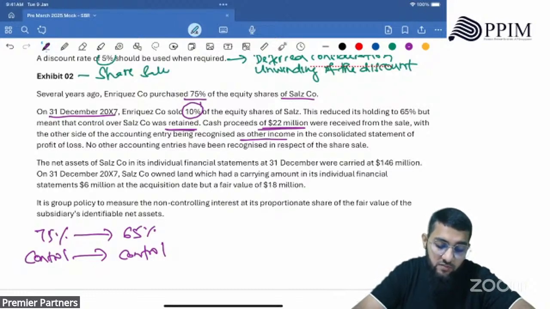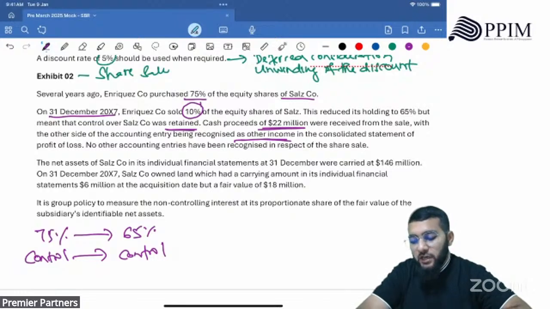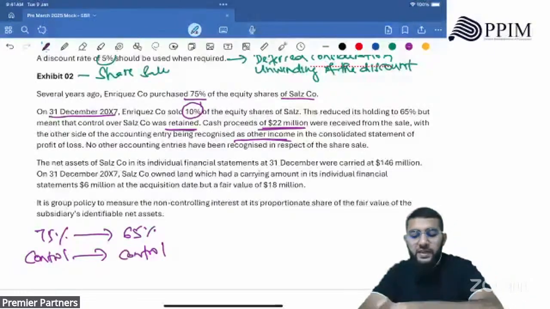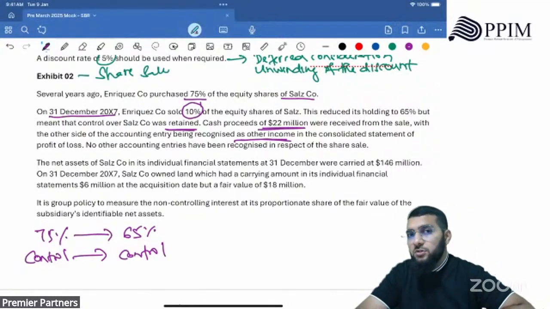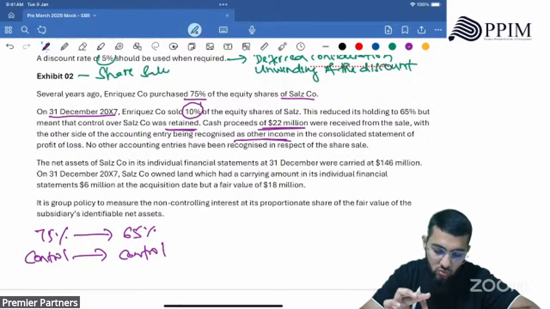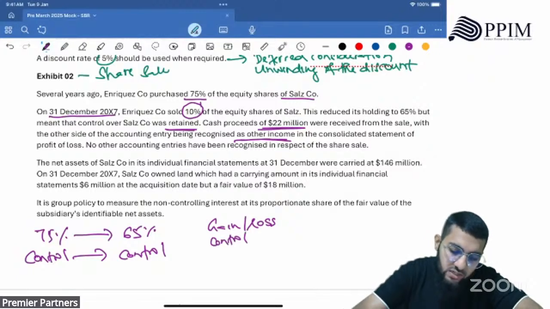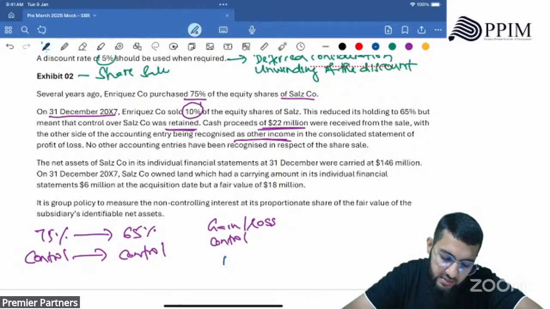No other accounting entries have been recognized in respect of the share sale. Okay, so they have done the other side, which is other income, but there is nothing else that they've done, right? But are we supposed to recognize the other income? When it comes to a control scenario, just think, do we recognize it as a sale? No, right? So we don't recognize any gain or loss, even if control remains. The only change that we make here is going to be the NCI change.